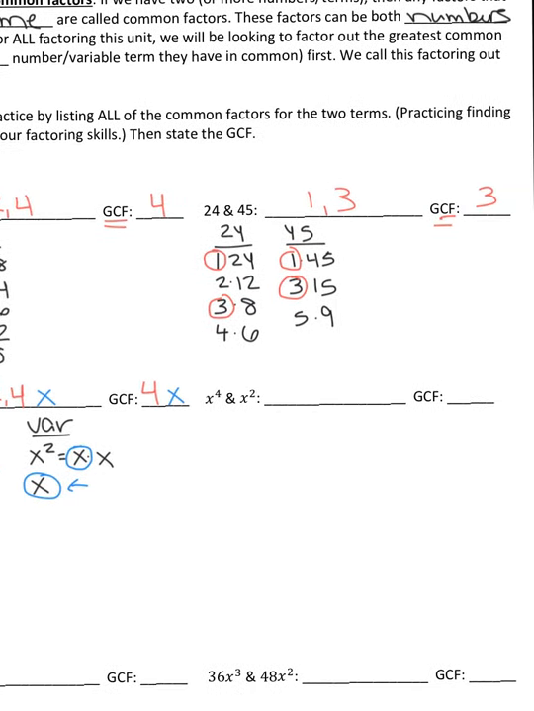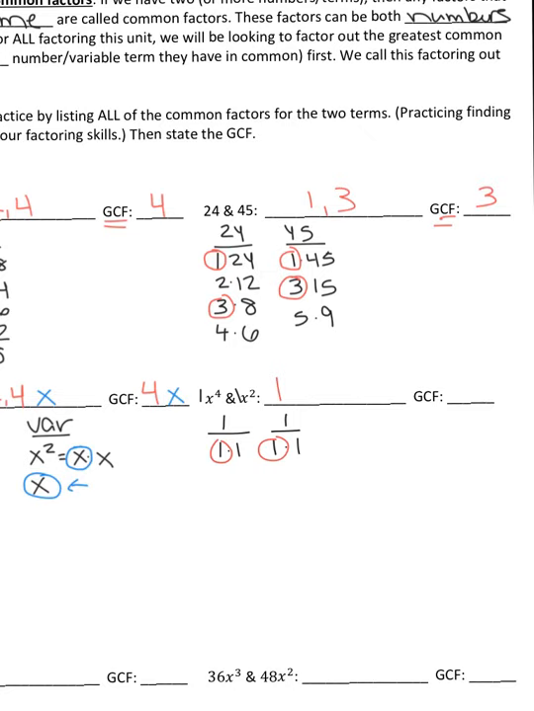So this one, I like to always start with my coefficients. This one's kind of obvious, but let's just make sure it's clear. The coefficient on this x to the 4th is really a 1, which is just 1 times 1. And the coefficient on this x squared is a 1, which is also just 1 times 1. So the GCF here is just a 1. We don't usually write the 1, but there is a 1 there.